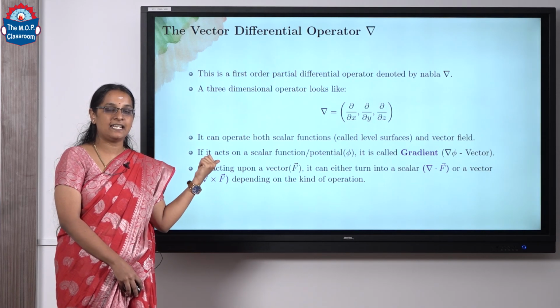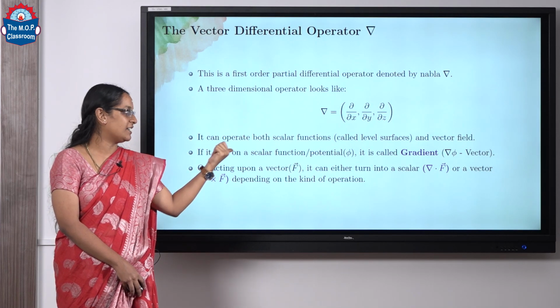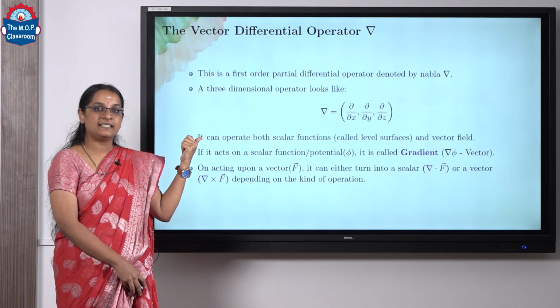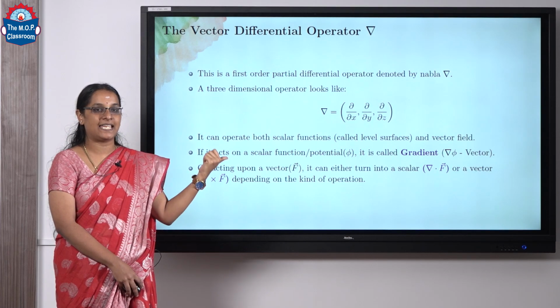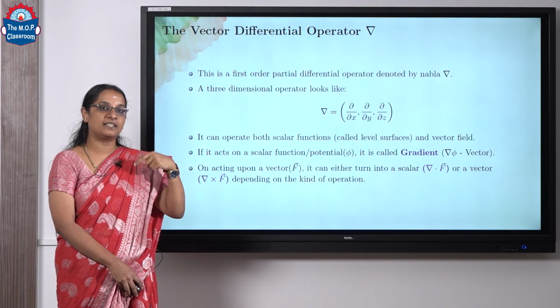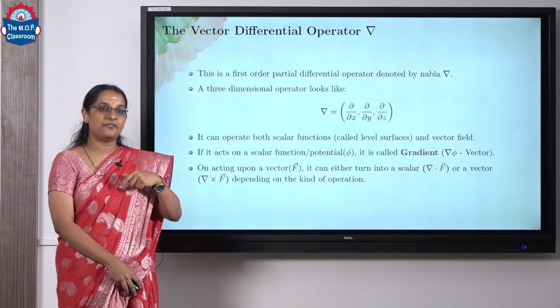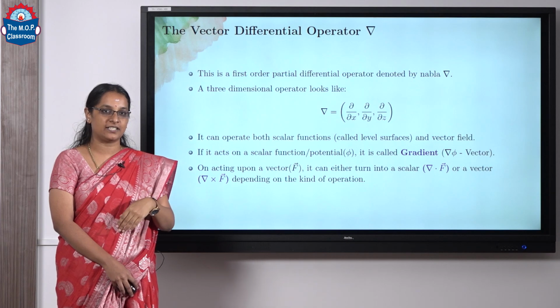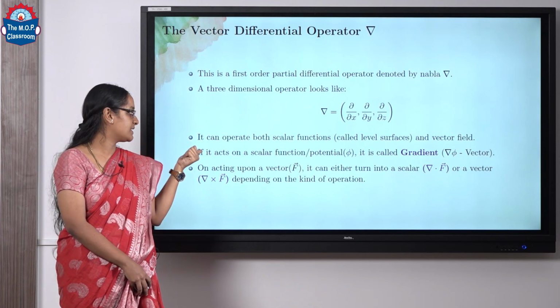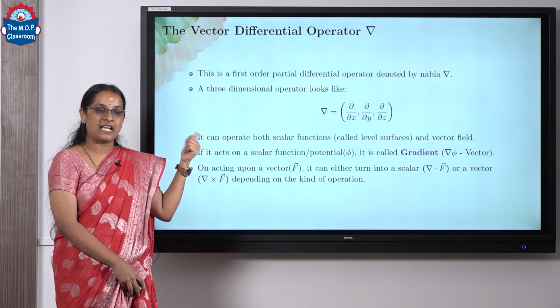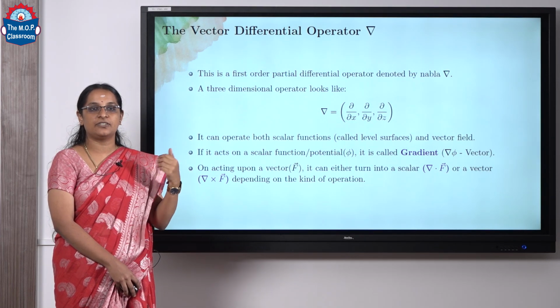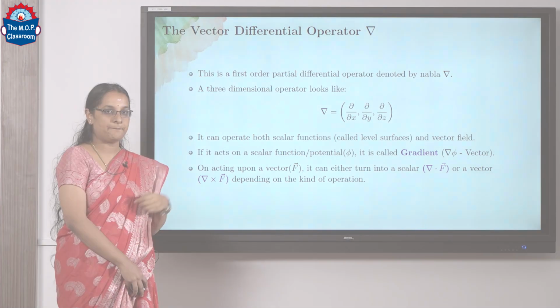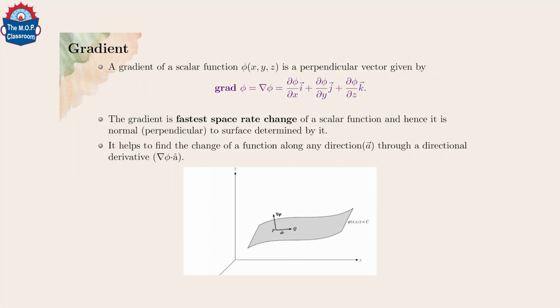When it acts on a scalar point function, it gives you a quantity called the gradient, denoted by nabla phi, where phi is the scalar point function. When it acts on a vector field, here comes the difference: it depends on whether it acts in the parallel direction or the perpendicular direction. When it acts in the parallel direction, you get the divergence, and when it acts in the perpendicular direction, you get the curl. Before going into the divergence and the curl, let's see the gradient first.